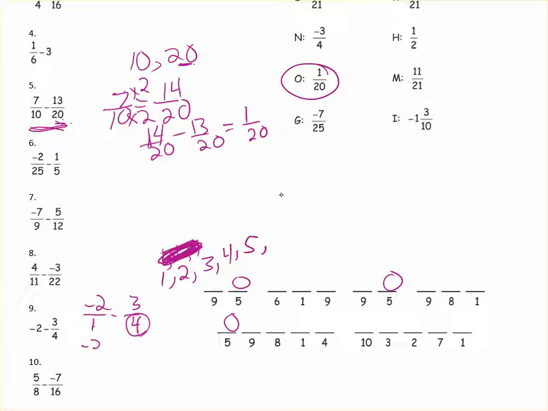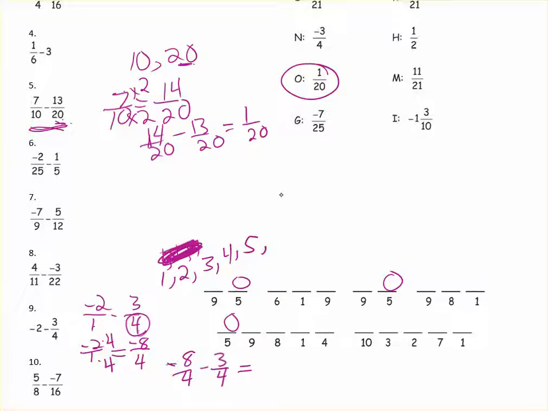So I need to change my first fraction into 4ths. Of course it's 1 times 4 to get 4, so I also have to multiply the top by 4. So that's -8/4. My new problem becomes negative 8/4 minus, leave the second fraction alone, negative 3/4.